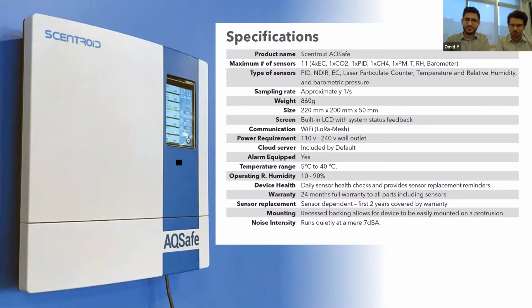At a mere 860 grams, this is a very easy to use and mountable unit. It has a built-in LCD, which Omid was just talking about, and that's over here. This is a touch screen, so users can configure everything about this product right here. As you may have noticed, this device only has 1 cord plugged into it, and that's the power cord. In terms of communication, this product communicates over Wi-Fi and wireless, also LoRa mesh. I'm going to talk about the deployment later on, but that's the method of communication.